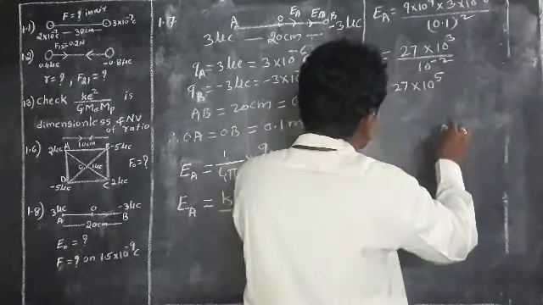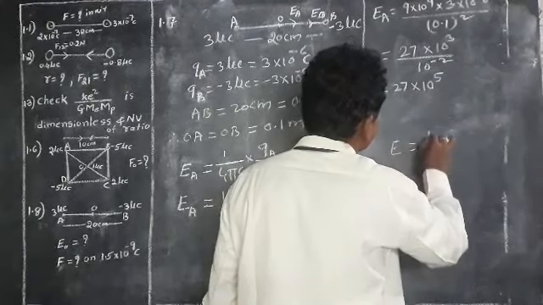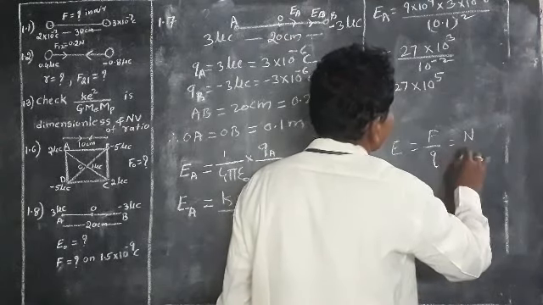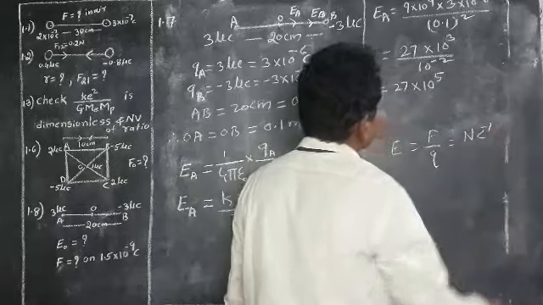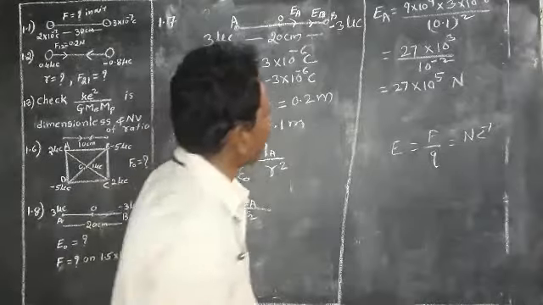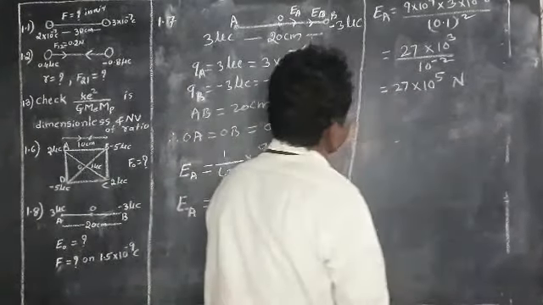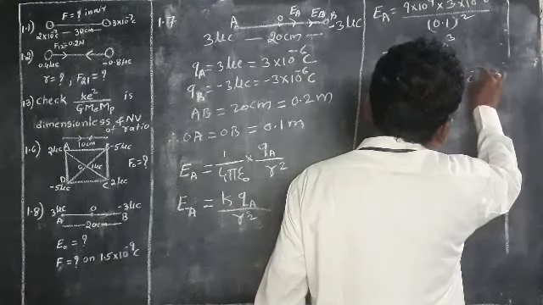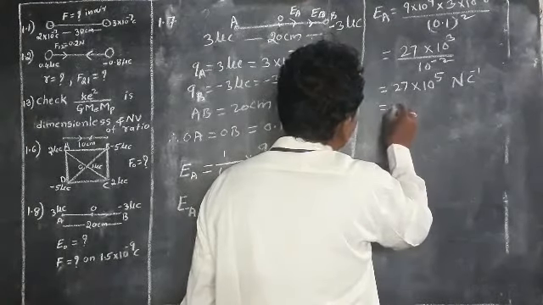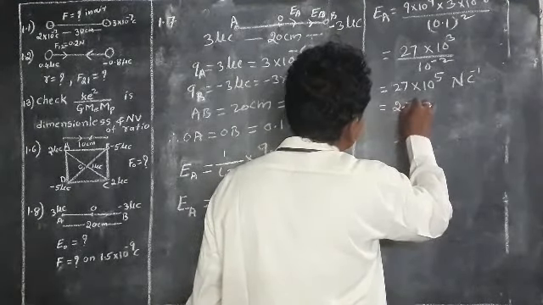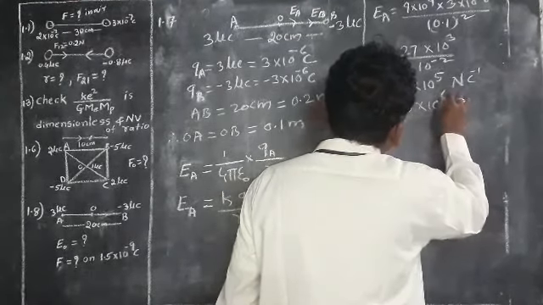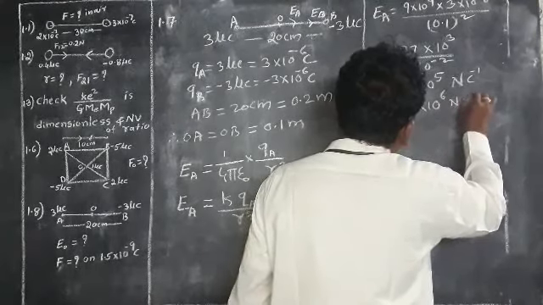What is the unit of electric field? Electric field E equal to force per unit charge. The unit of force is Newton, the unit of charge is coulomb, that is per coulomb. Hence, the unit of electric intensity at O due to charge at A is Newton per coulomb. It can be written as 27 into 10 raised to 5, or for easy calculation you can write 2.7 into 10 to the power 6 Newton per coulomb.